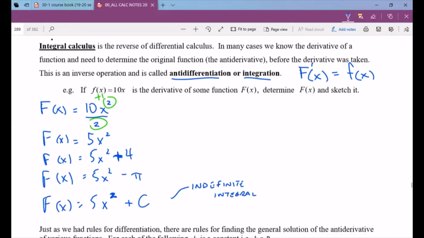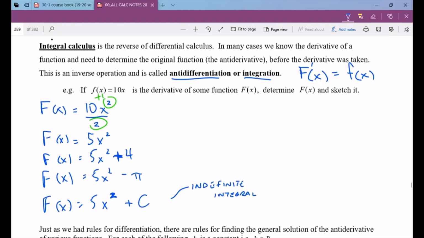And for now, we'll just be using indefinite integrals. Later on, we'll see when they're no longer necessary to have and why that is. But for now, we're going to call this our indefinite integral.